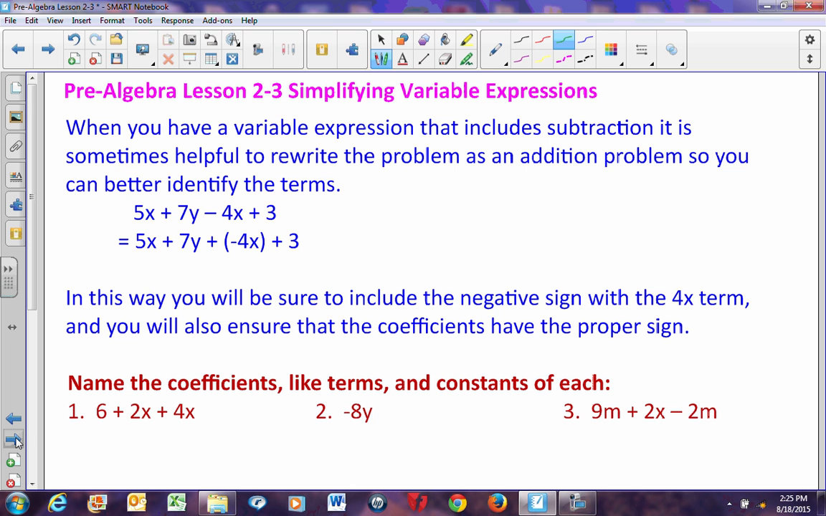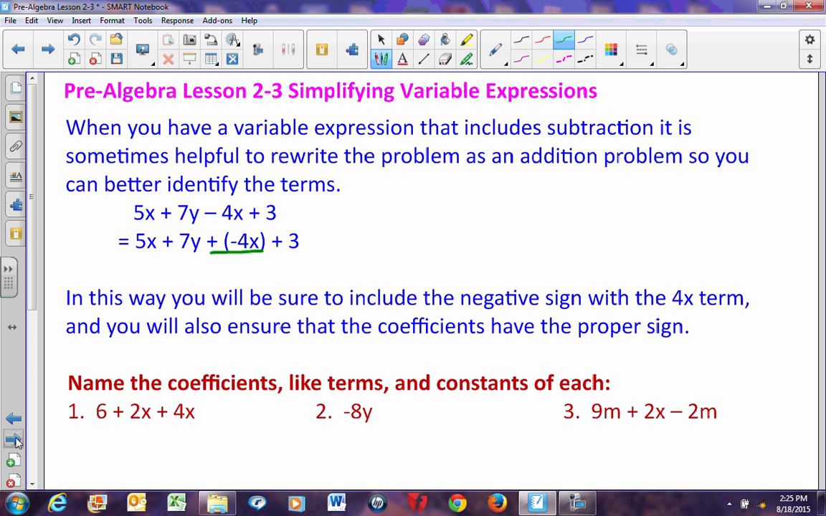When you have a variable expression that includes subtraction, it's sometimes helpful to rewrite the problem as an addition problem so that you can better identify the terms. For example, 5x plus 7y minus 4x plus 3. Sometimes it's a little bit easier to make that minus 4x a plus negative 4x like we did right here, because then it's easier to identify your like terms, coefficients and variables. Sign goes with number. If you have a positive sign in front of a number, that number is positive. If a negative sign is in front of that number, it means that number is negative.